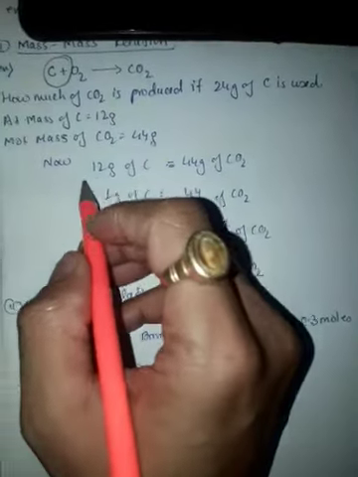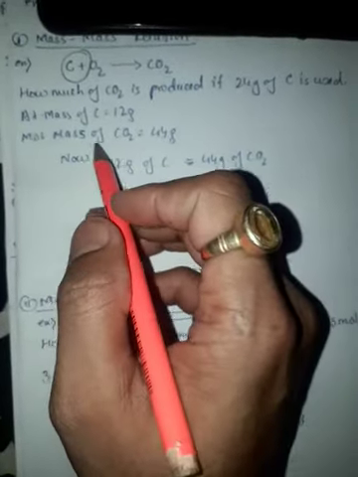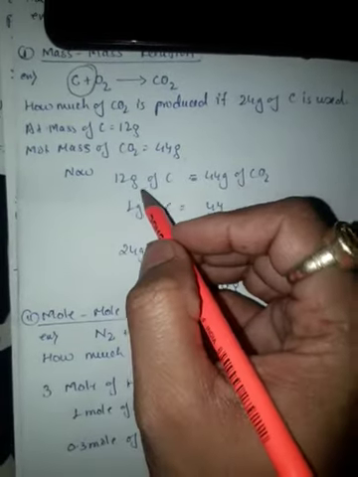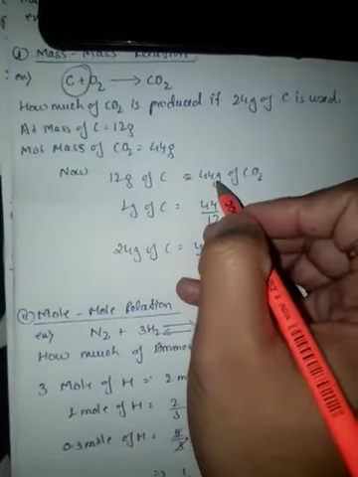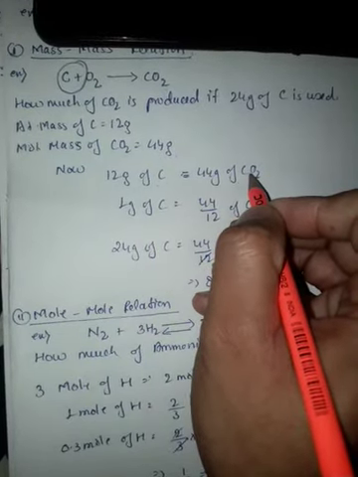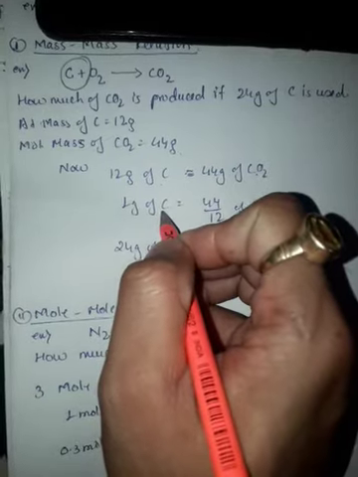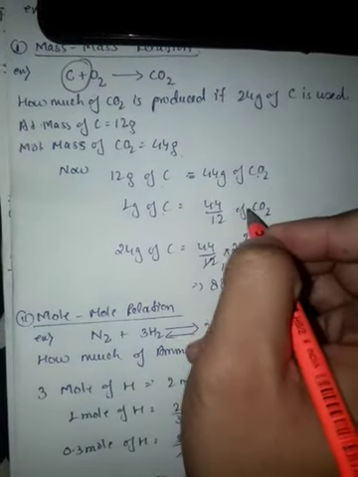So you know atomic mass of carbon, you have given atomic mass of carbon here. So atomic mass of carbon is 12 gram and molecular mass of carbon dioxide is 44 gram. That is, you can say that 12 gram of carbon produces 44 gram of carbon dioxide. So by using unitary method you can also calculate 1 gram of carbon is 44 by 12 of carbon dioxide.